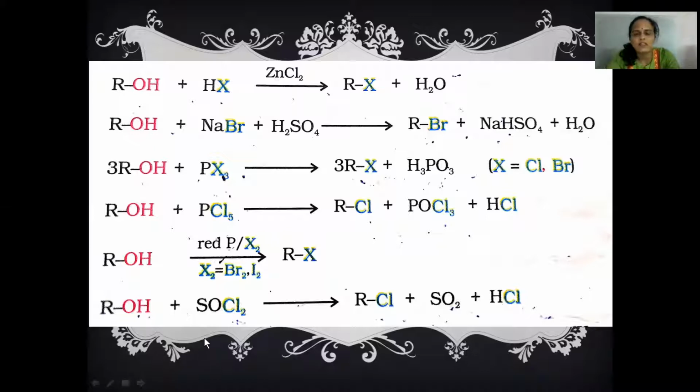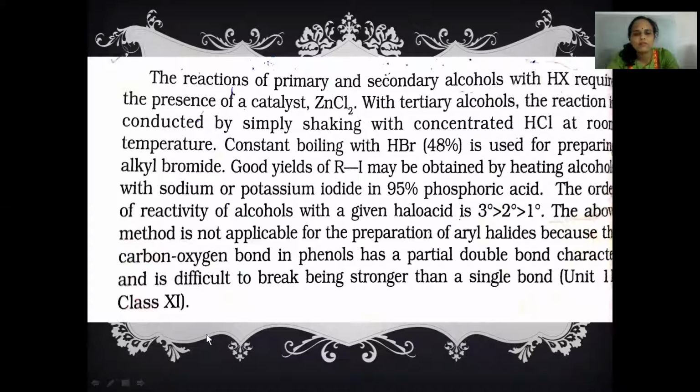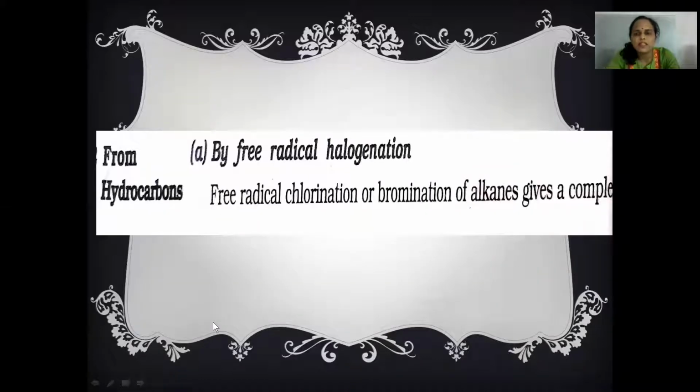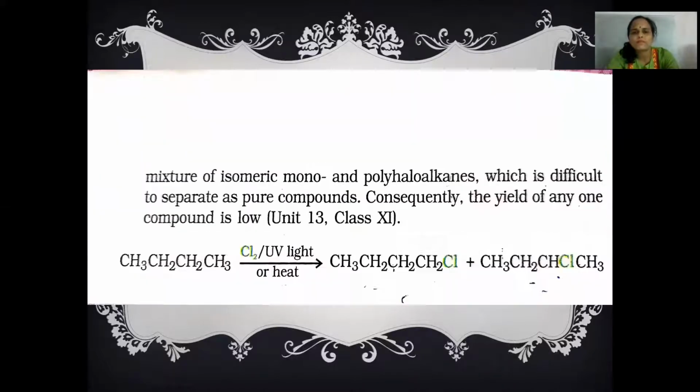Let us see the second method. The second method is from hydrocarbons, and the first way is by free radical halogenation. We have read this in class 11. Free radical chlorination or bromination of alkanes gives a complex mixture of isomeric mono and polyhaloalkanes, which is difficult to separate as pure compounds. Consequently, the yield of any one compound is low.